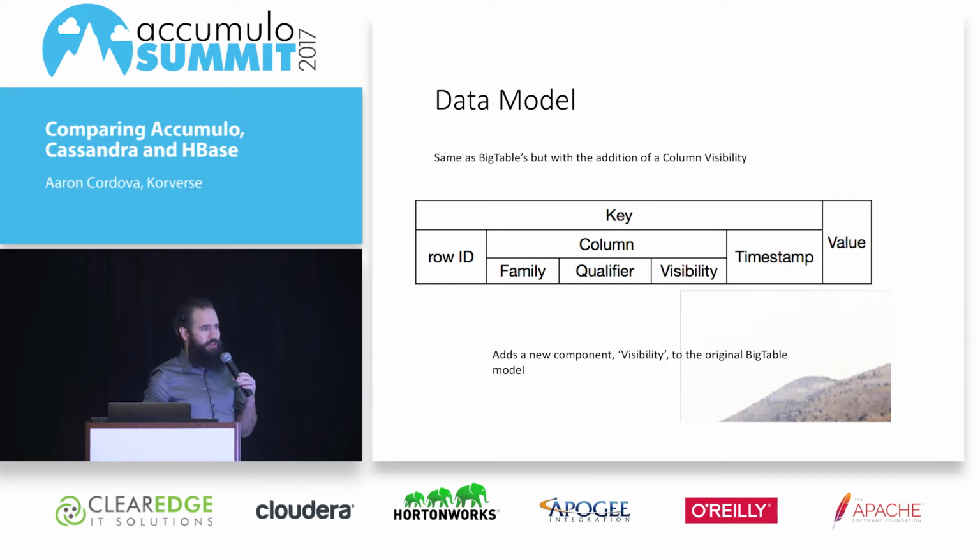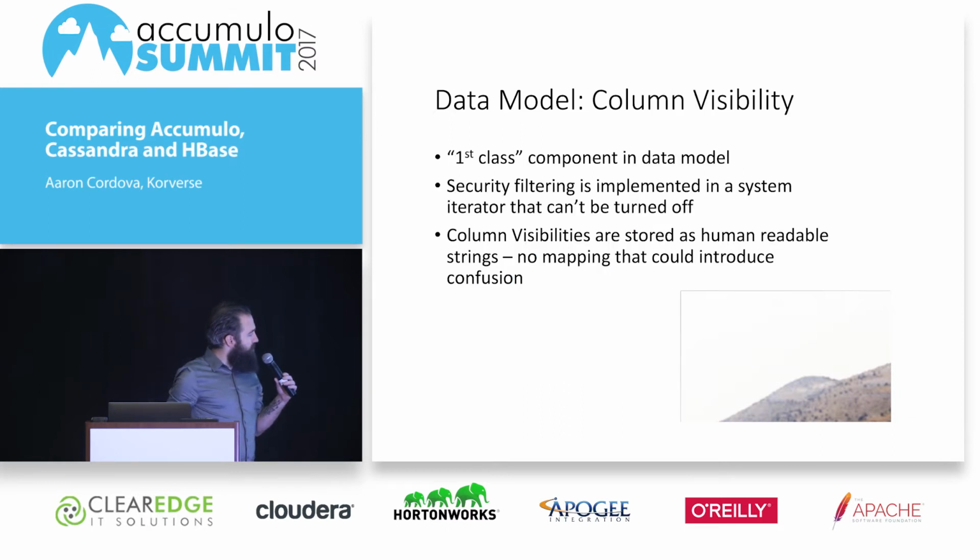And that's so you can restrict certain values from being seen if you don't have all the authorizations to see a particular value. So the column visibility is a first-class component in the data model. It's actually right in the key, and it's not even the last thing in the key. It's the next to last thing in the key. So it's an integral part of the system. Security filtering is implemented in a way that you can't turn it off. The column visibilities are human readable. They're not mapped, so there's no chance for confusion.